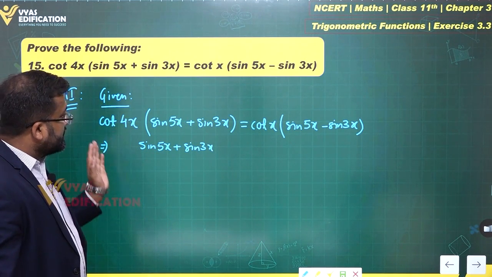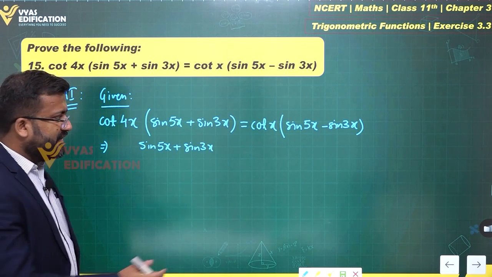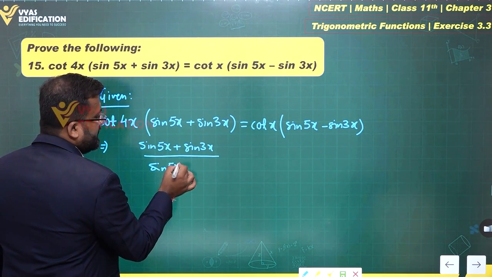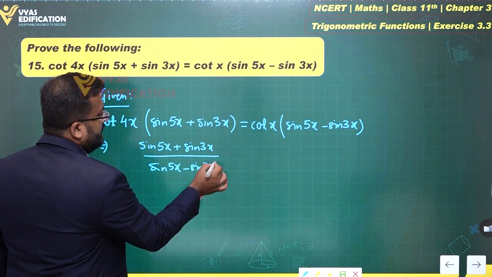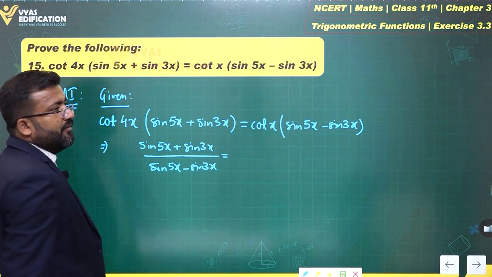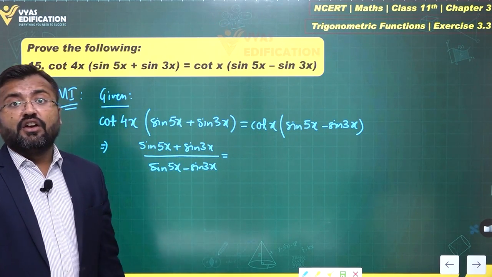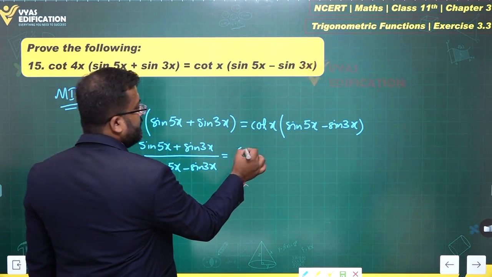What about this cot 4x? We'll take it on the right hand side. This is in product, we'll take it on the right hand side. This is sine 5x minus sine 3x, which is equal to, can you observe there's a cot x in the numerator and you will get a cot 4x in the denominator.